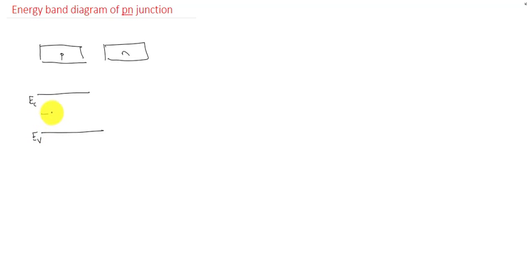And the first one, this is the P semiconductor and this is the N semiconductor. So before joining, this is the condition. This is EC and this is EV, and EI will be in the middle of the band gap.